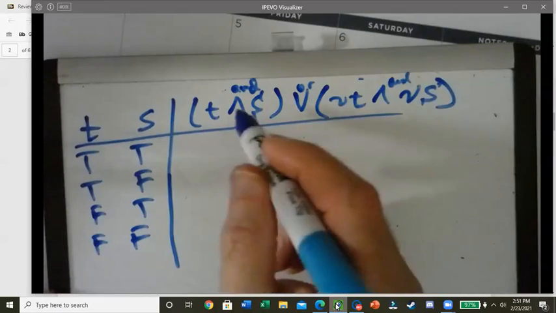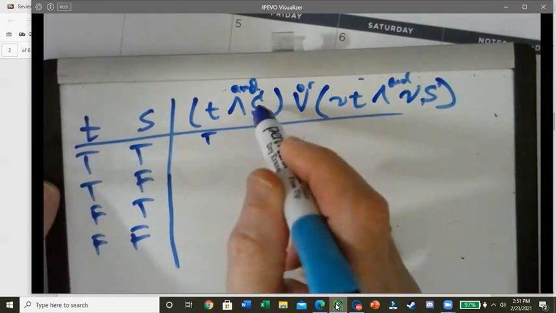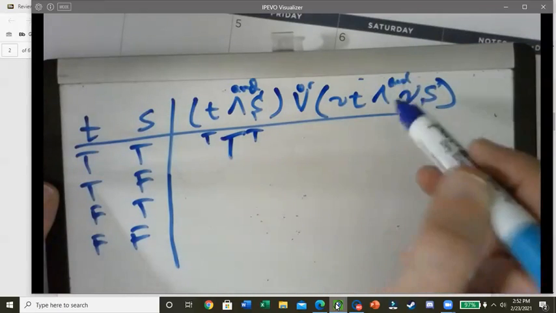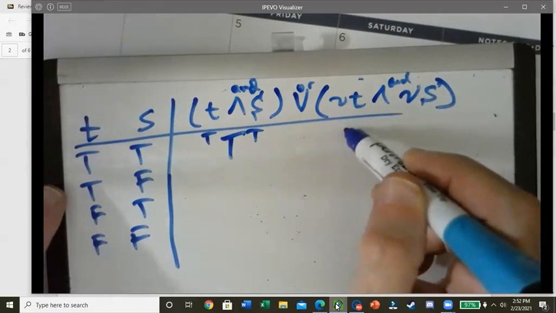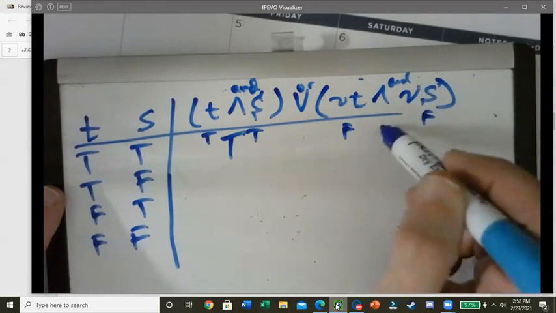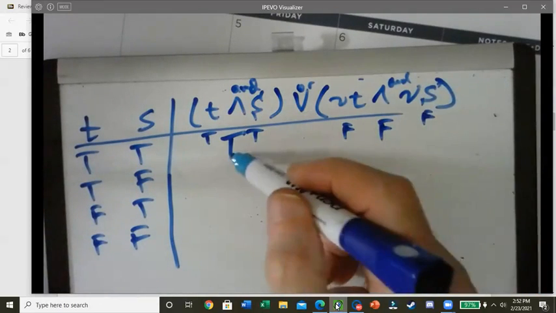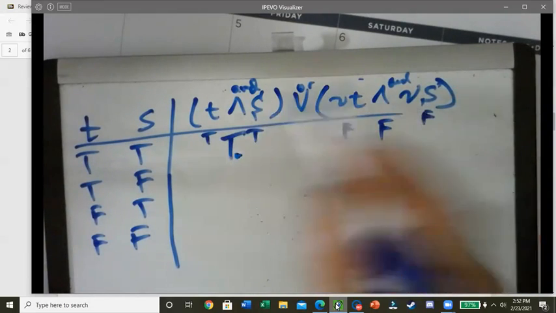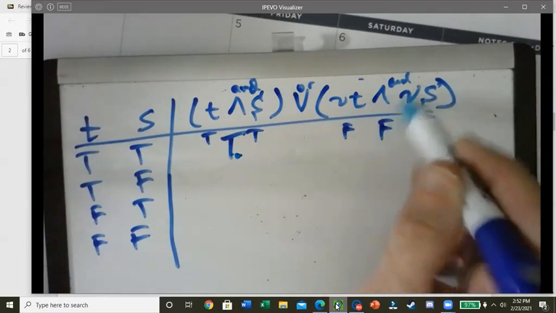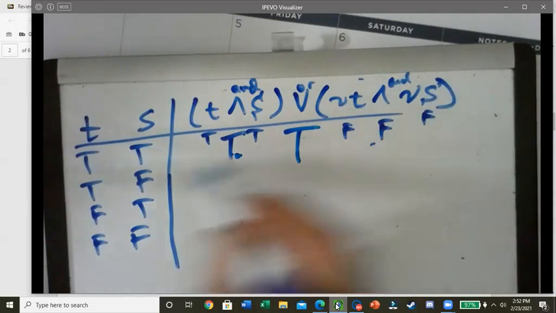All right. So T is true, and S is true. So true and true, that would make this true. So that, since T is true, not T is false, and not S would also be false. So false and false is false. So now, we look at the result from inside each parentheses. True is the result from the left parentheses, false is the result from the right parentheses. So true or false is true.